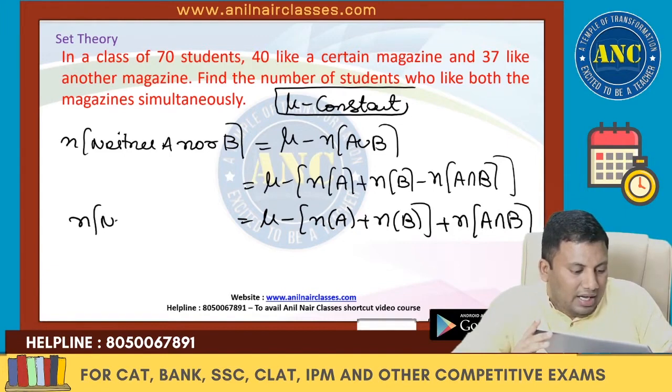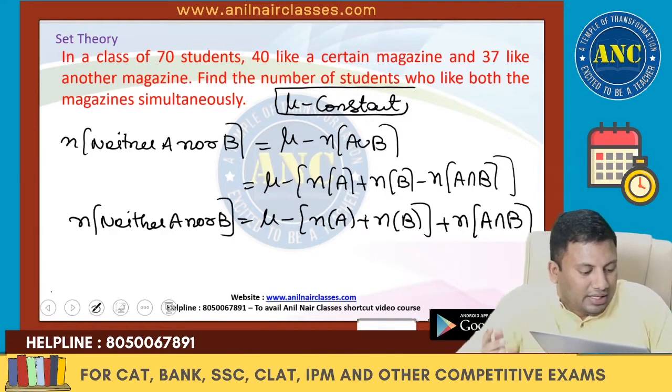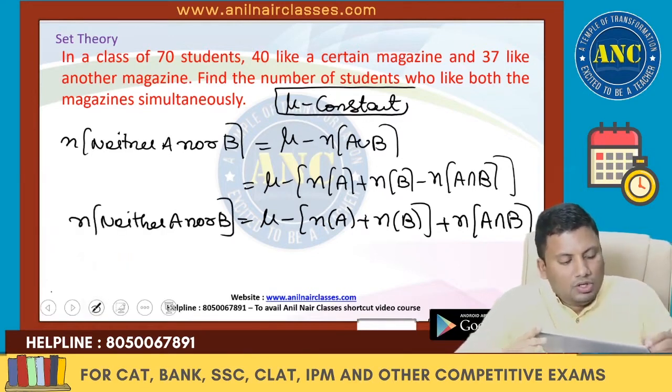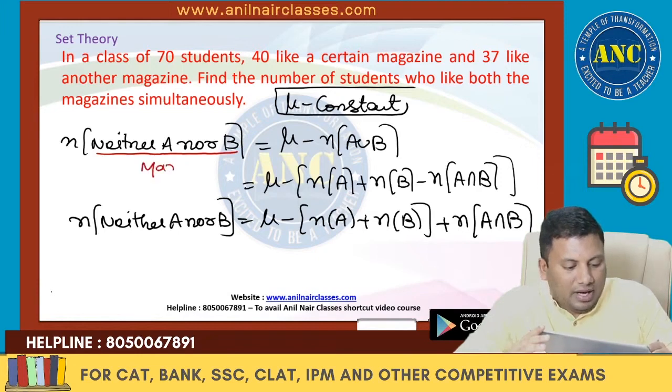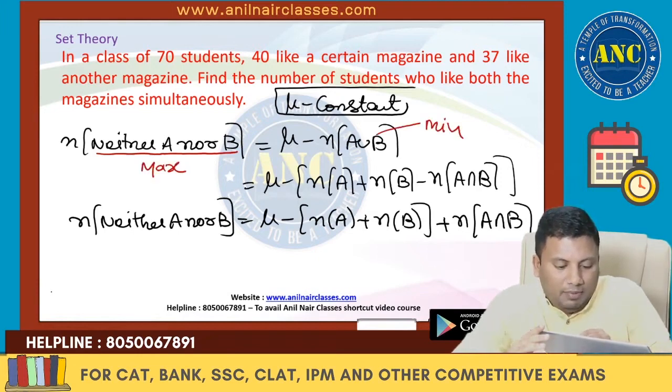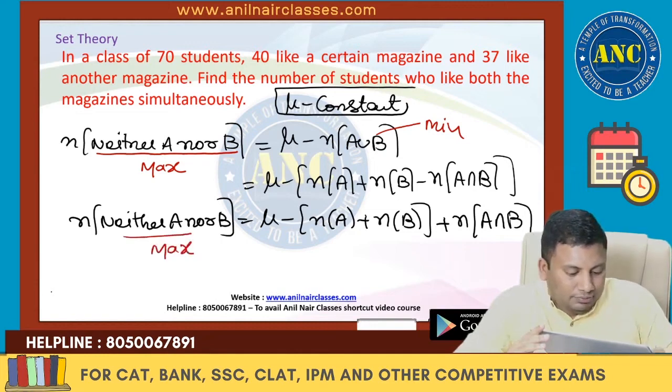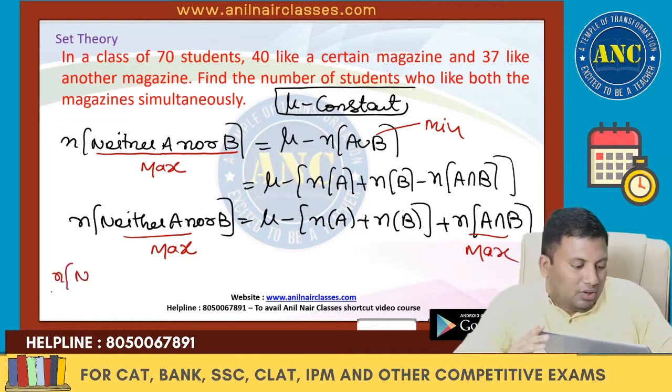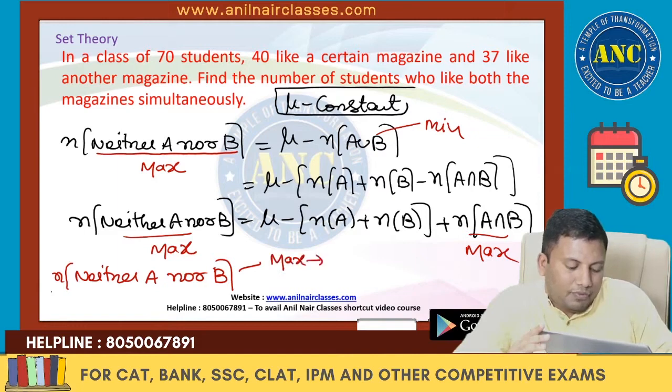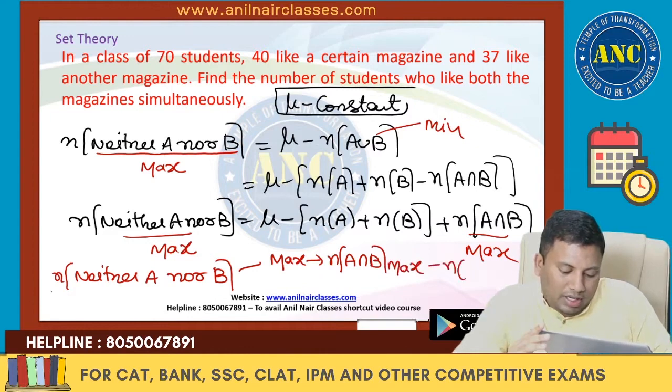Now very important conclusions, otherwise minimum and maximum problems you will leave it. Now see here. Neither A nor B, if it is maximum, union will be minimum. If this is maximum, plus sign, intersection also will be maximum. Please write down this point which we wrote a minute before. Neither A nor B, if it is maximum, A intersection B will be maximum, A union B will be minimum.